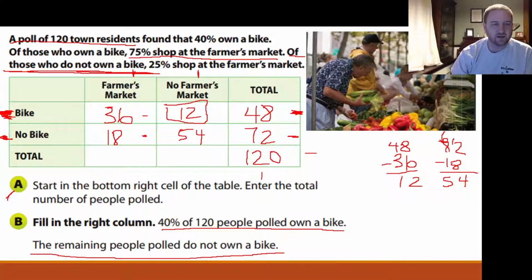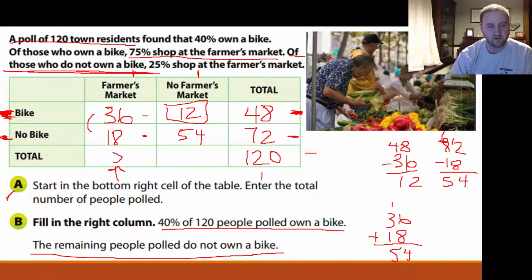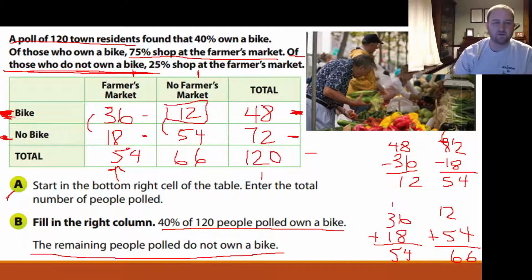Okay, now where it says totals, we're just going to add up these two numbers right here. So 36 plus 18. That is 54 total people. And then we want the total here that don't go to the farmer's market, which is 12 plus 54, and we get 66. Okay, and we have just now completed our frequency table.